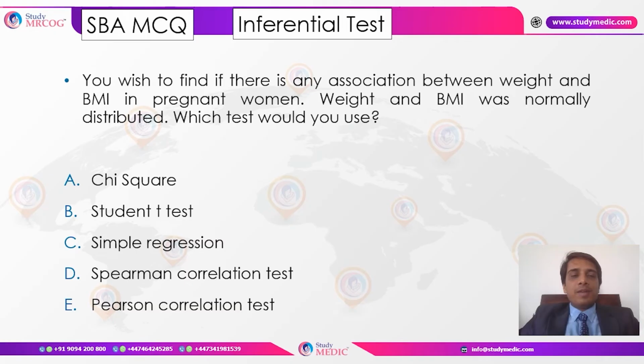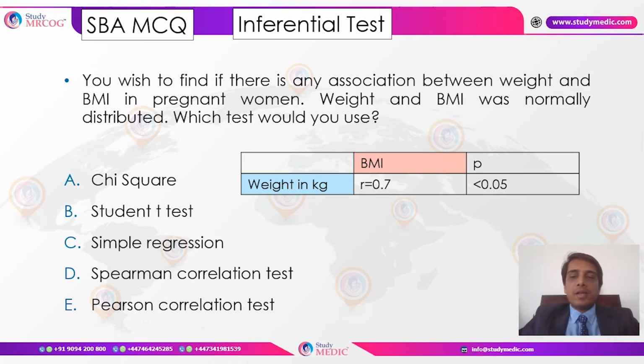Now next, you wish to find if there is any association between weight and BMI in pregnant women. Weight and BMI were normally distributed. Let us see, weight is a continuous variable. BMI is also a continuous variable. Both are normally distributed, and we are trying to find out if they are associated or related or not. We are also trying to find out the strength and direction of the association.